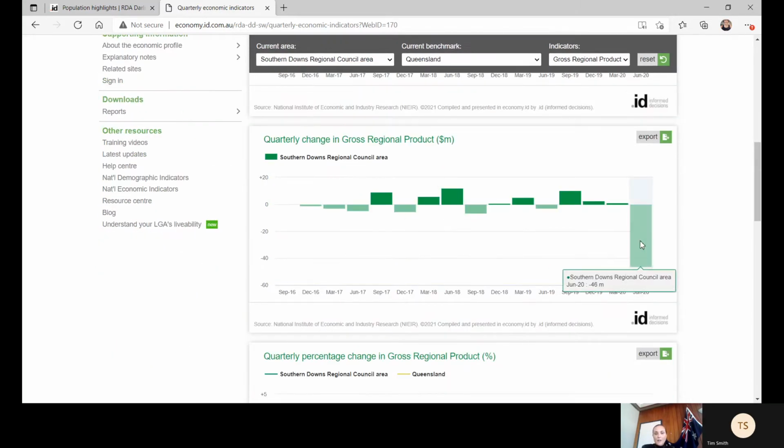And here we can see our quarterly change in that COVID quarter. We lost 46 million in this region. Okay, so it's being able to say to those grant and funding bodies that yes, we've had some good performances, but at the end of the day, this is how this shocked our region, and we will continue to see that flow on for a period of time.